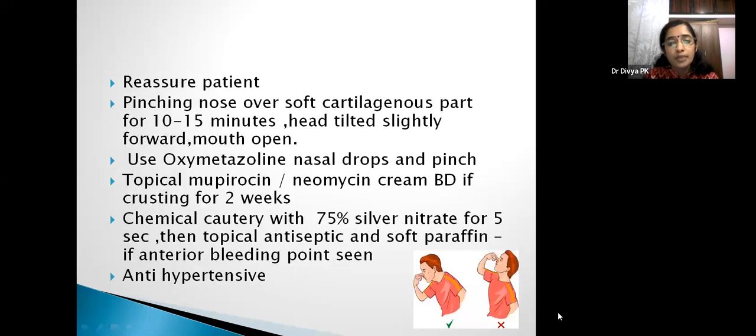First, the initial step: reassure the patient, pinch the nose over the soft cartilaginous part of the nose for 10 to 15 minutes. That is the Hippocrates procedure. And ask the patient to lean slightly forward with the mouth open. That is Trotter's method. And keep a bowl beneath the mouth to collect the blood from the epistaxis.